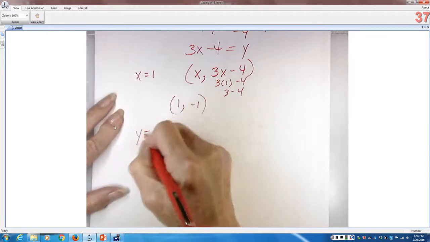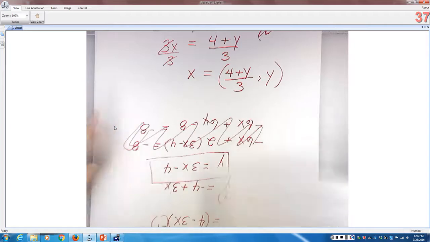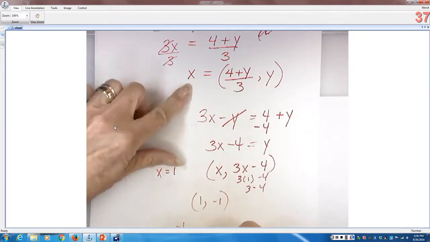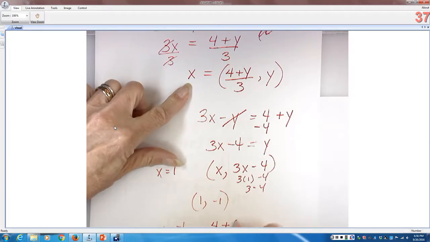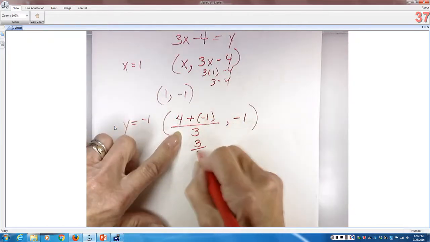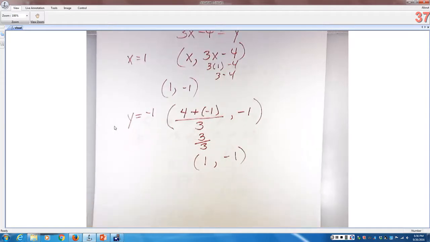I can verify that by putting negative 1 in for y and seeing what x comes out to be, using the y substitution. If y equals negative 1, then x is going to be 4 plus negative 1 over 3, and then negative 1, obviously, because y is equal to negative 1. 4 plus negative 1 is 3. 3 over 3 is 1. So we still have the same solution. So you can do it with either variable, okay?